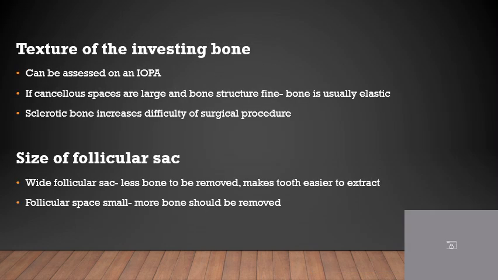And the texture of the investing bone. It can be assessed using an IOPA or even using CBCT. So if it is a cancellous type of bone, the bone structure is fine, the bone is usually elastic. And dense, sclerotic bone increases the difficulty of the surgical operation. When the size of the follicular sac is wide, the impacted tooth can be removed easily, whereas if the follicular space is small, the tooth becomes more difficult to remove.